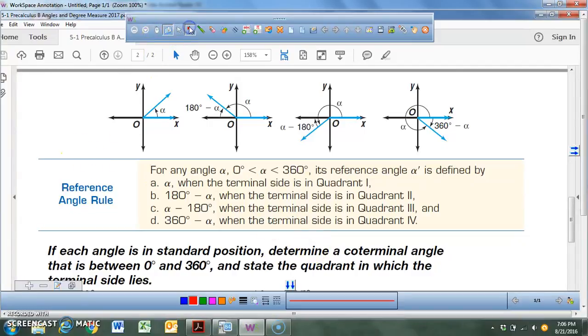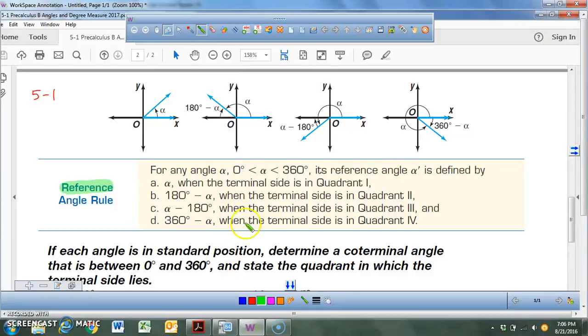Alright, this is a continuation of Chapter 5-1, dealing with degrees and measure of angles. Something you need to make sure you understand is basically how to find what's known as the reference angle. You'll be asked to find the reference angle for a certain number of degrees.